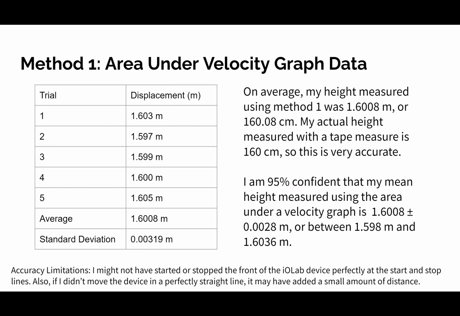Doing a little bit of statistics, I can say that I'm 95% confident that my mean height measured using this method is 1.6008 plus or minus about 0.0028 meters, which means that it's between about 159.8 centimeters and 160.36 centimeters. I will note, though, that I might not have started or stopped the very front of the iOLAB device perfectly every single time, so that is a limitation on the accuracy. Also, if I didn't move the device in an exactly straight line, it's possible that I might have added a very small amount of distance by not moving it in a straight line.